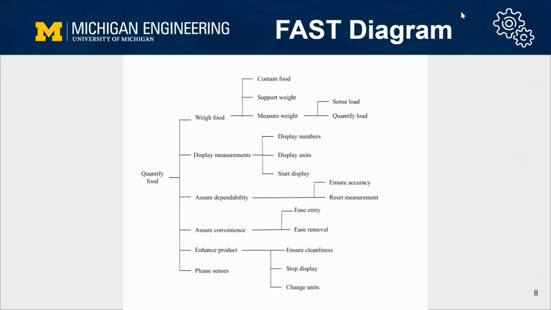This FAST diagram describes the functions that the kitchen scale must perform. We have two primal basic functions, weigh food and take measurements. These work with the supporting functions to contribute to the main task function of quantify food.